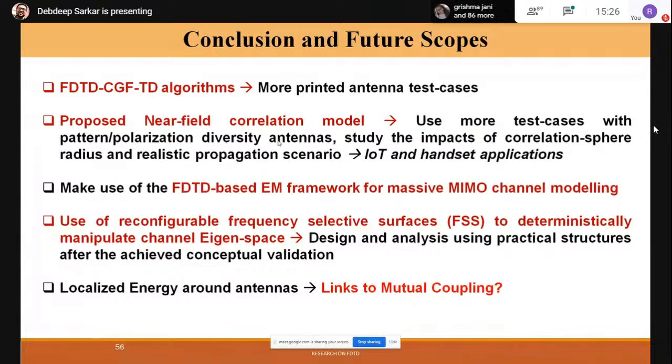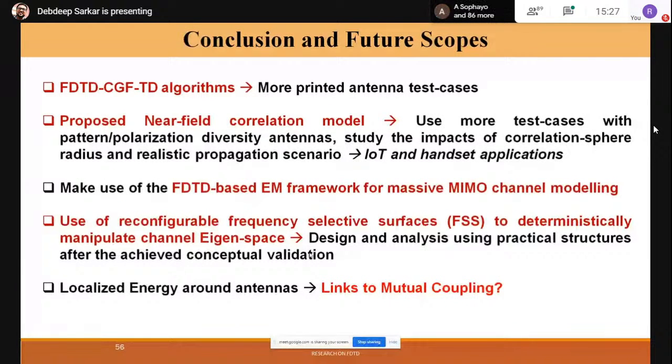I talked about the 2D, true dipole kind of simulation using 3D-FDTD. Then I discussed the FDTD CGF routines and how you can perform the analysis on the space-time currents to get the DCC for various propagation environments. Of course, we need more printed antenna test cases, and we need to extend the near field correlation model. So this research is ongoing, and of course we focused on this reconfigurable FSS based channel manipulation.